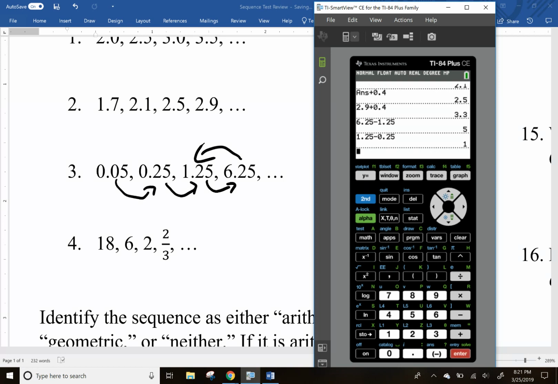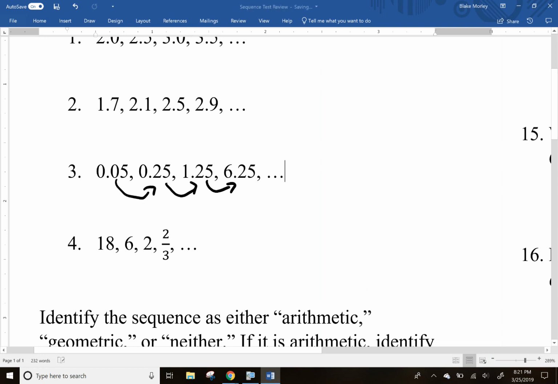So you see, it's not the same. When we were doing it in the last problem, we got 0.4 every time. And in this case, I'm not getting the same thing. So it's not arithmetic. I'm not adding the same number every time. So maybe it's geometric, but how do I know? How do I know what number it is I'm multiplying by every time?